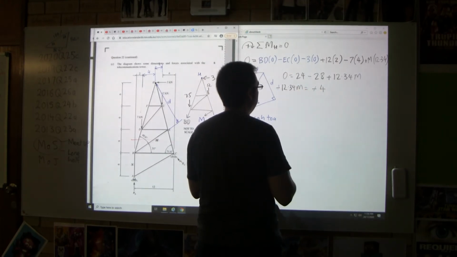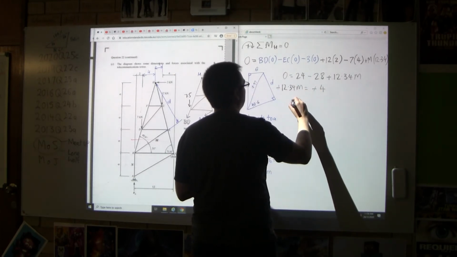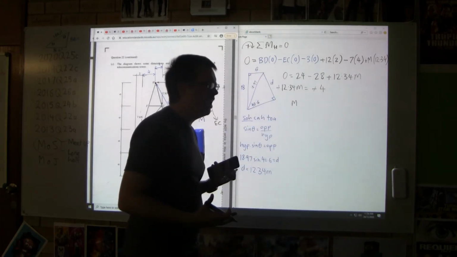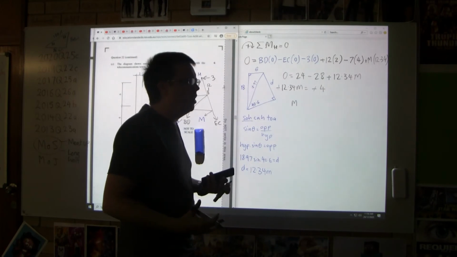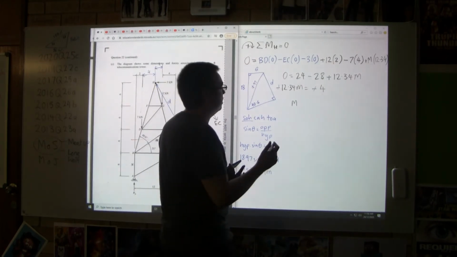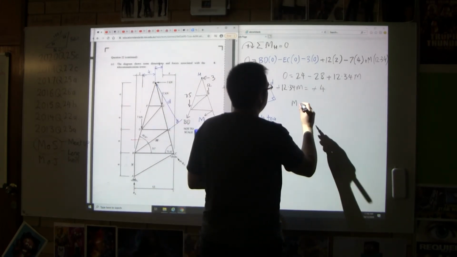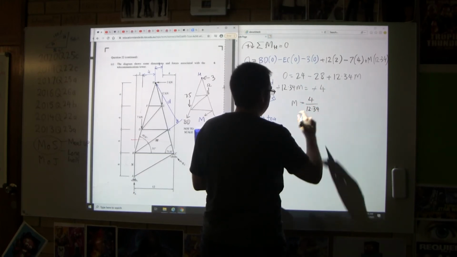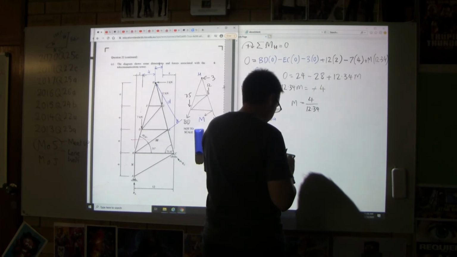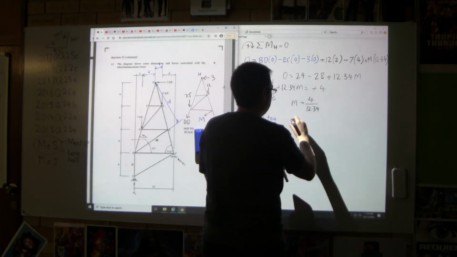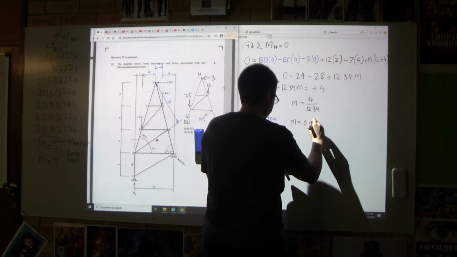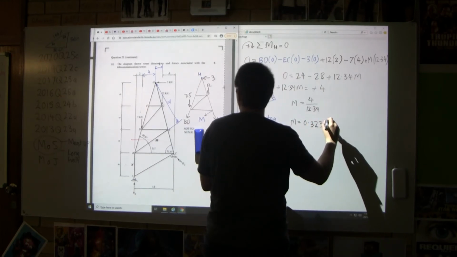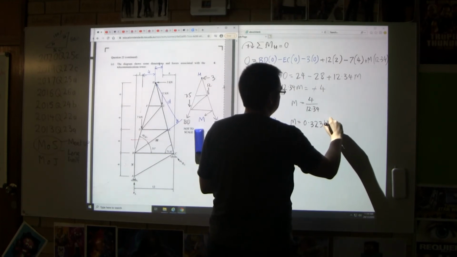And that tells me that m, well, if I could buy 12 M&Ms for $4, how much would each M&M cost? Well, it'd be about 30 cents each, right? That seems about right. Let's have a look. M equals 4 divided by 12.34. Okay, 4 divided by that answer, m equals 0.323. Now, the forces are all given in kilonewtons.